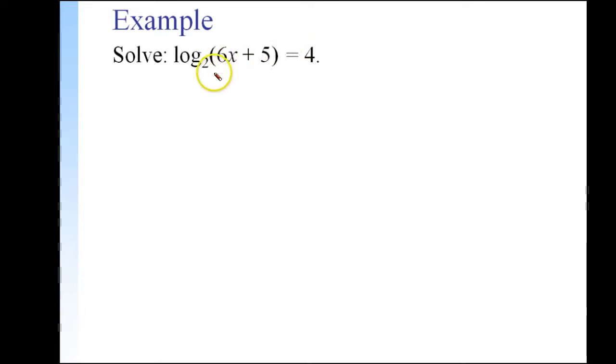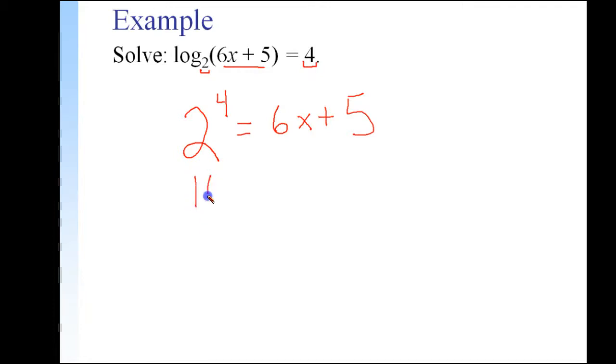So what is this saying? Well, this is saying our base 2 to this power is equal, this is our answer here, to that. So this is in its log form. This is in its exponential form. There's our base, there's our exponent, and there's our answer. So 2 to the 4th is 16.